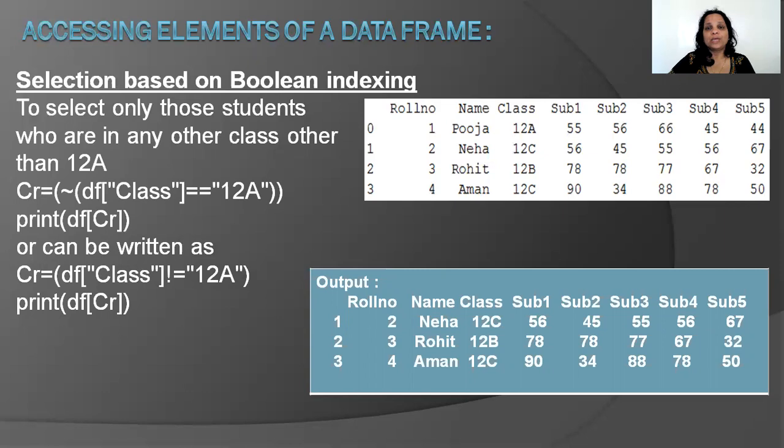Okay, so I hope things are clear and you have learned the various ways of accessing the elements of a data frame. One is using dot, one is using square bracket, one is using the loc attribute, one is using the iloc attribute, and one is condition based accessing.